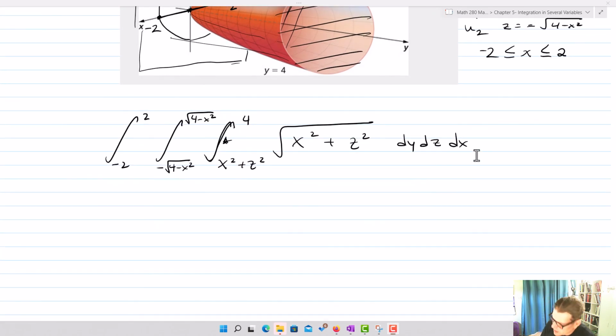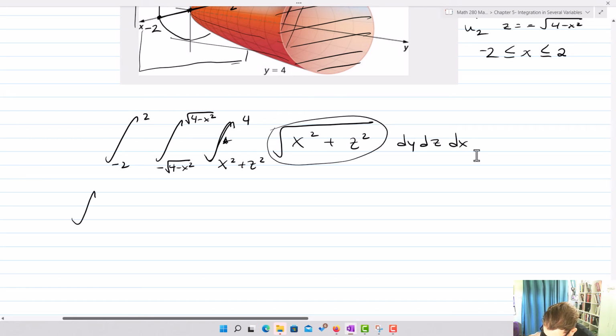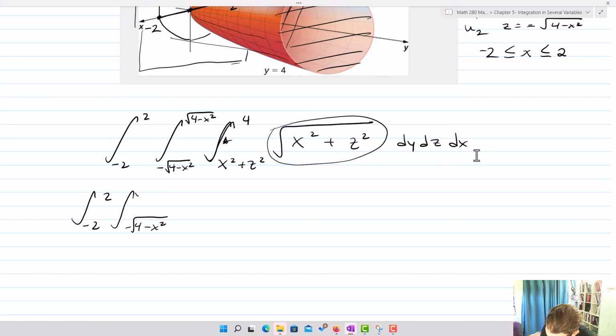All right, so what we're going to do now is actually evaluate the integral. I'm going to first integrate with respect to y. Notice that there are no y's in here. So this is going to be the integral -2 to 2, the integral from negative square root of 4 minus x squared to square root of 4 minus x squared. And then we'll get y times the square root of x squared plus z squared, evaluated from x squared plus z squared to 4, dz, dx. So we'll plug that in. This is going to be 4 minus x squared minus z squared.